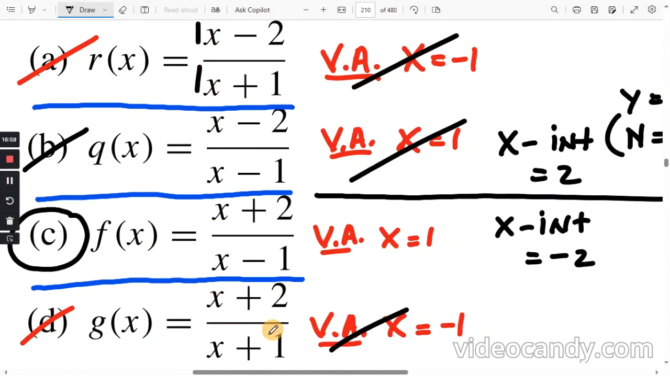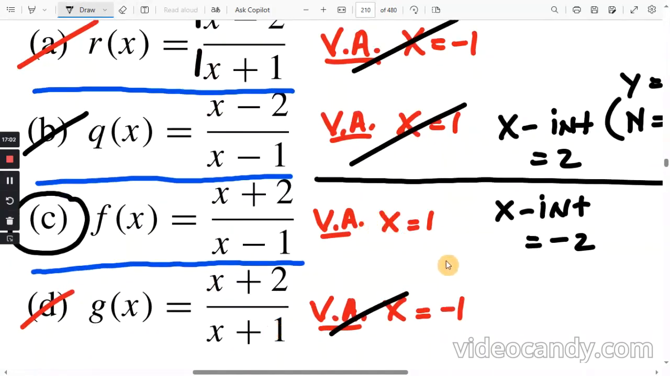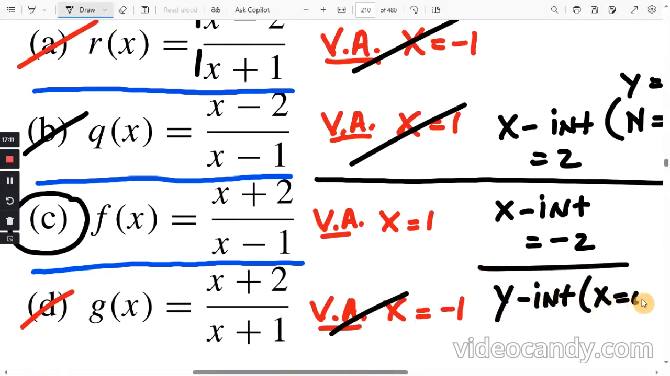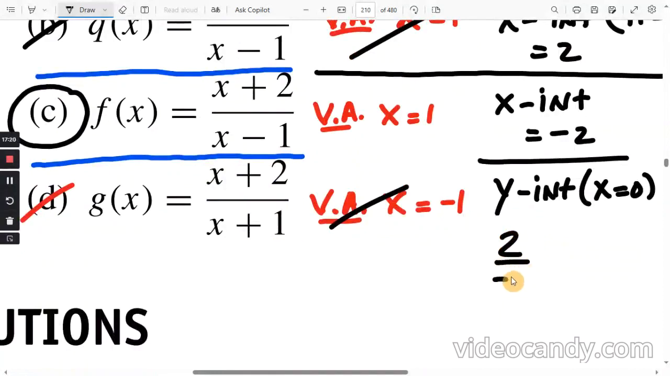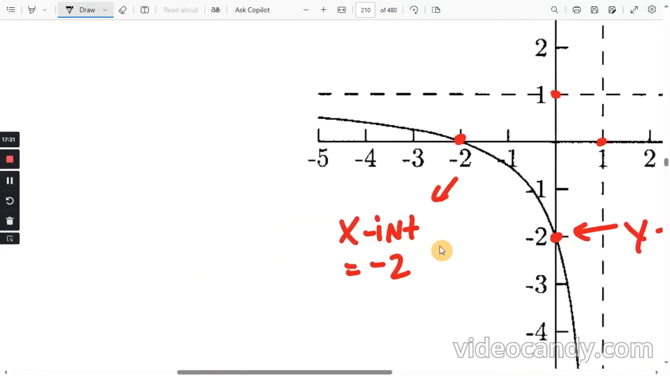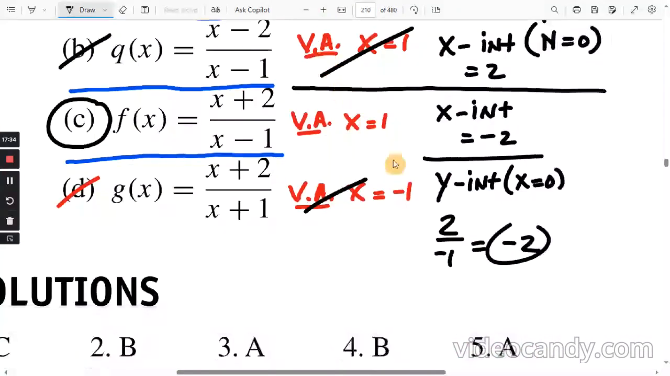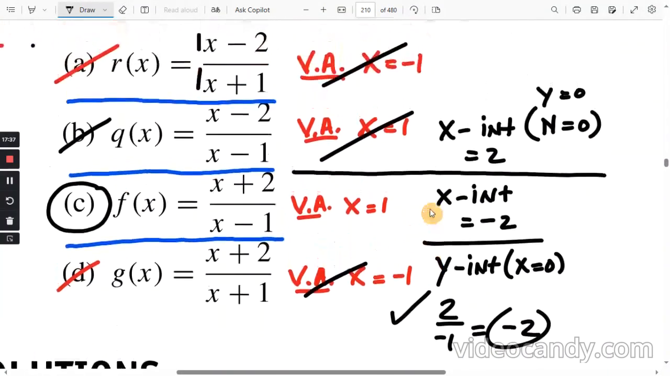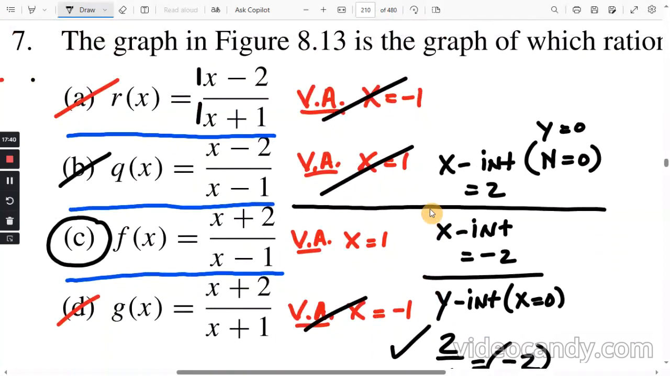If you want to double check answer C, you can do the y-intercept just to double check. And the y-intercept is at x equals 0. So if you plug in 0, you have +2. If you plug in 0, you have -1. So that's going to be 2 over -1, which is just -2. Make sure the graph has -2 as the y-intercept. Yes, indeed it does. The y-intercept is -2. So it checks out as your final check. So process of elimination, answer C.